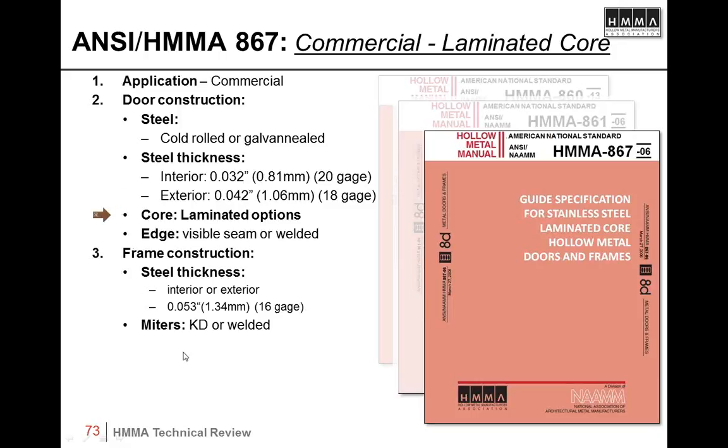Now, the core for these are laminated core options, which would be your honeycomb, styrene, any of those cores, or it could be a laminated steel stiffener. In this core construction, edges could be visible or welded. Your steel construction would be an 053 minimum or 16 gauge. Now, in this construction, miters can be either KD or welded. So there's a lot of construction differences in this laminated core construction.